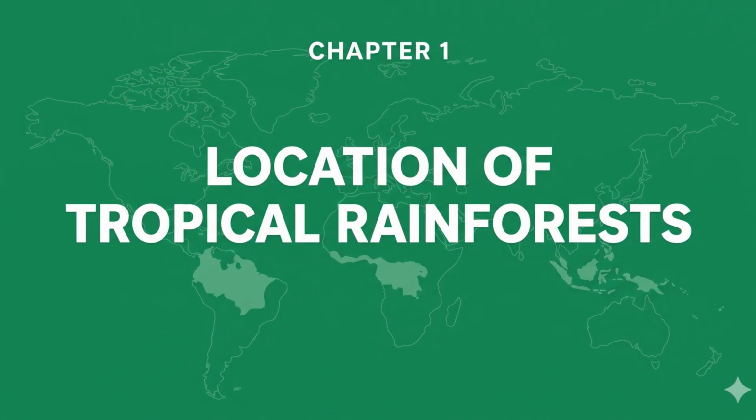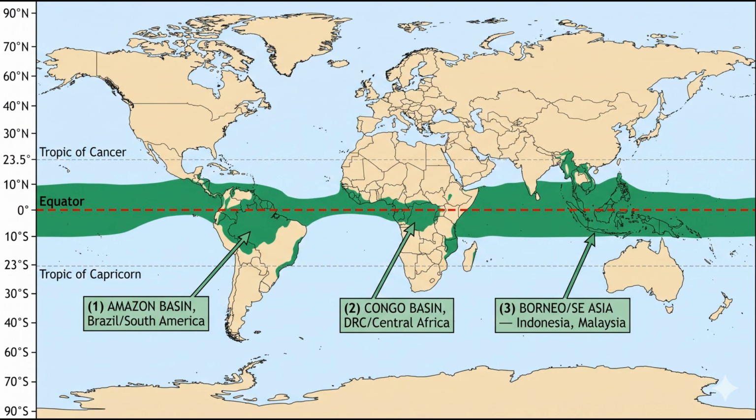Chapter 1, location of tropical rainforests. Tropical rainforests are found in a specific belt around the Earth, between approximately 5 degrees north and 10 degrees north, and between 5 degrees south and 10 degrees south of the equator. Look at the world map on screen. You can see the forest belt running across Central and South America, across Central Africa, and across South and Southeast Asia. 3 distinct regions. But why only there? Why not nearer the poles or in the middle of continents? That is the next question.